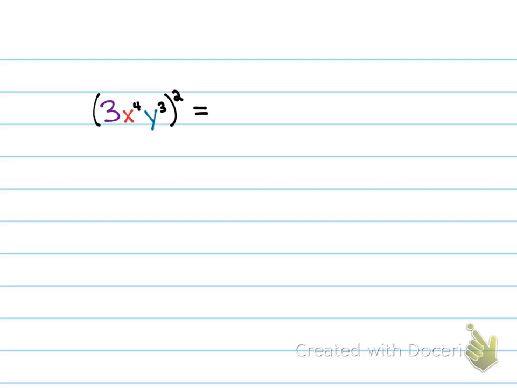Okay, I can do the same thing if I toss a coefficient in there. Again, I'm just going to give this power to each term in there. So I'm going to give this squared to the 3, to the x to the 4th, and to the y cubed. So let's go ahead and do that. So I'm giving my squared to each term. So I'll have 3 squared, x to the 4th squared, y cubed squared. And then let's go ahead and fix our x and y's. So we'll have 3 squared, x to the 8th, and y to the 6th.